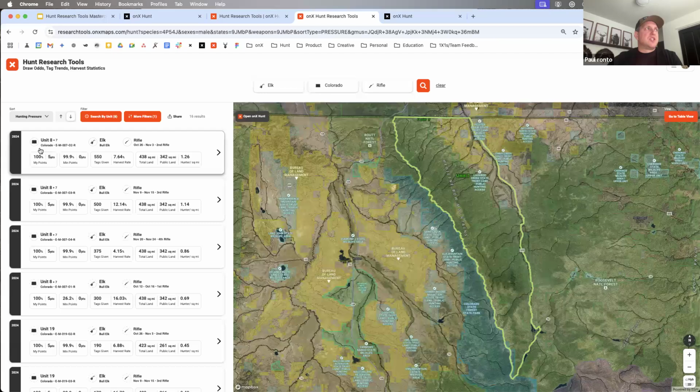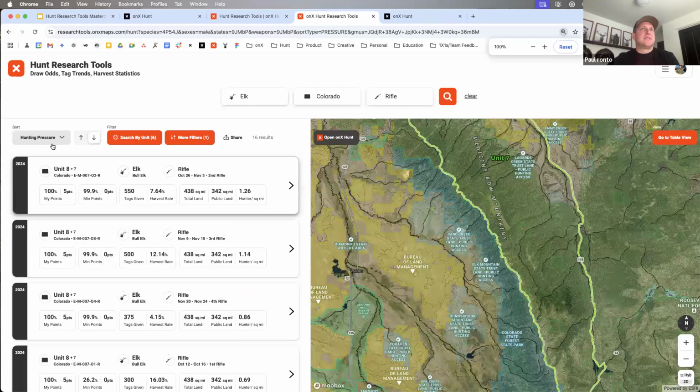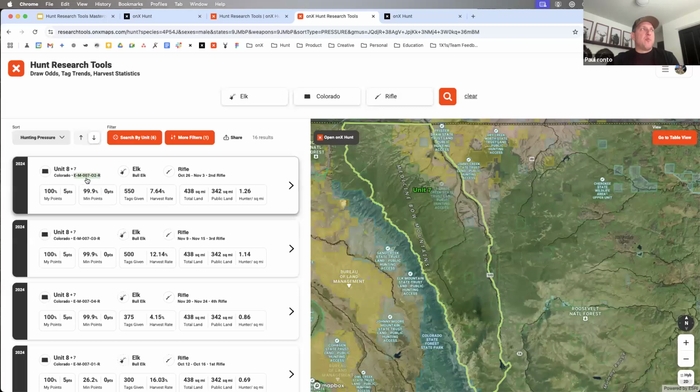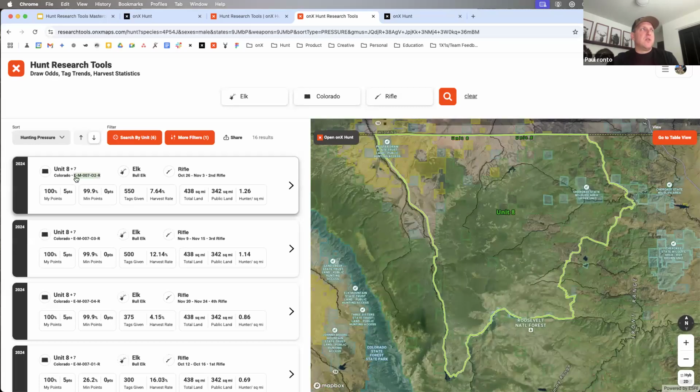And so let's go through what this is showing us. So right here, it's showing us what unit is. So the unit name. Let me actually zoom in just a little bit so it's easier for you guys to see. So you can see unit 8, and then any additional units this tag might be good in. So it's also good in unit 7. It's showing me that it's in Colorado and what the hunt code is. So if I were to apply for this unit, it would be this hunt code.